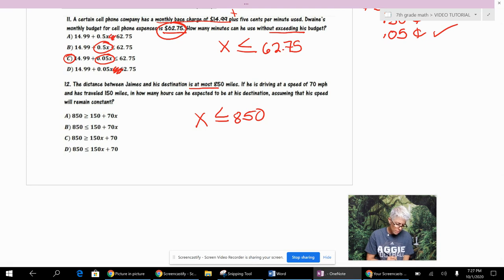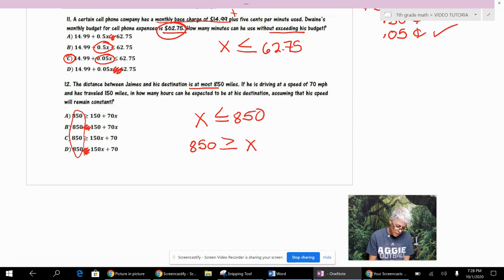So if I look here, let's pay attention to this also. Look where the 850 is. The 850 is on this side. You can see it right here. It's on the left. So I'm going to take that inequality and I'm going to have to flip it to make it work. So now I'm looking for a greater than or equal to symbol. That's not one. That's not one.